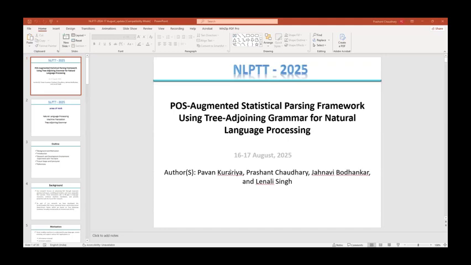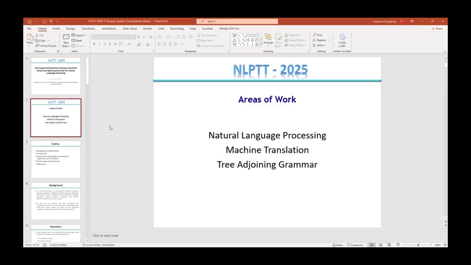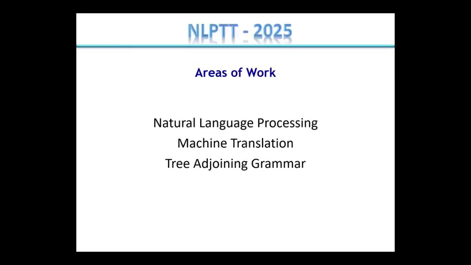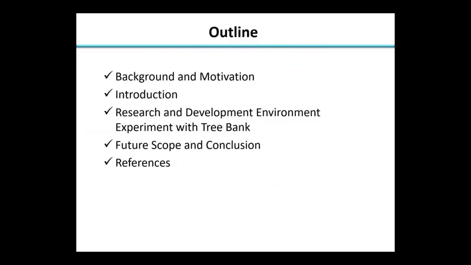So our research topic is a POS-Augmented Statistical Parsing Framework using Tree-Adjoining Grammar for natural language processing. These are the authors. Our area of work is natural language processing, machine translation, and basically Tree-Adjoining Grammar.